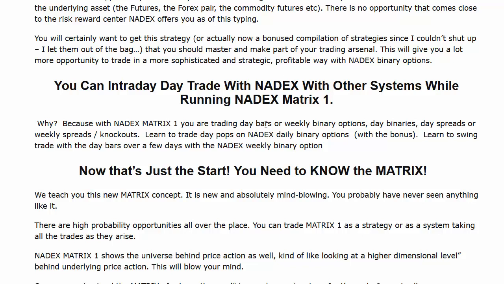So also, NADEX Matrix 1 is very strategic, okay? And we're using the day binaries and the weekly binaries. And of course, you can use spreads too for fortunes. We didn't get into that because spreads weren't that popular at the time we made this, but it is mentioned here.